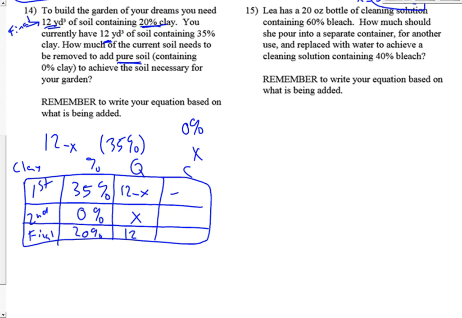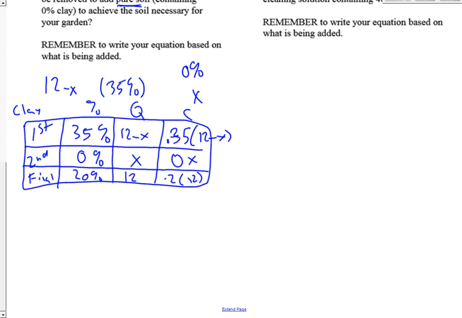And so now we write our concentration values, 0.35 times 12 minus x, 0x, and 0.2 times 12. Now we write our equation. So 0.35 times the 12 minus x plus the 0 equals 0.2 times the 12.